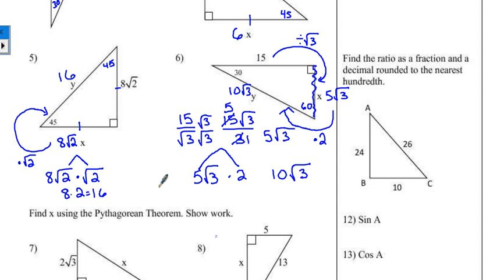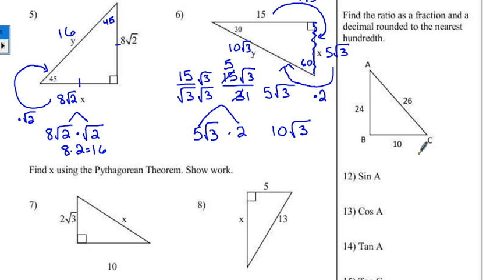Okay, so those are all our special right triangle problems. The next set is going to be our Pythagorean theorem problems. Let's take a look at these and see what we need to do.